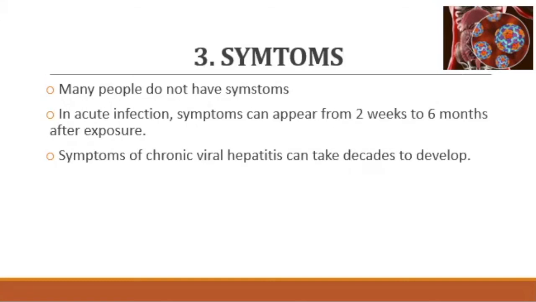Now we move to the symptoms. Many people do not have any symptoms or do not know they are infected. When the acute infection is present, symptoms can appear from 2 weeks to 6 months after exposure. As for chronic viral hepatitis, symptoms can take decades to develop.